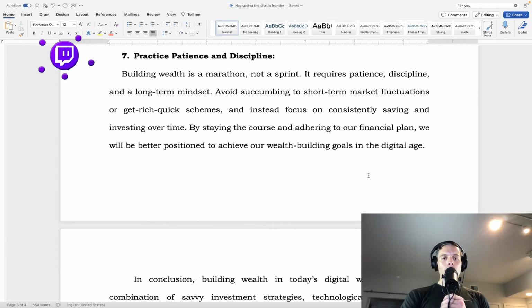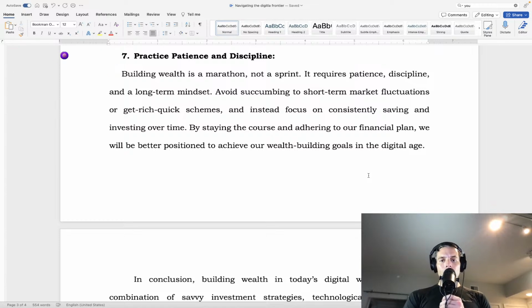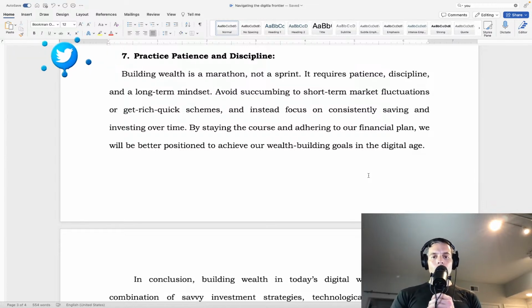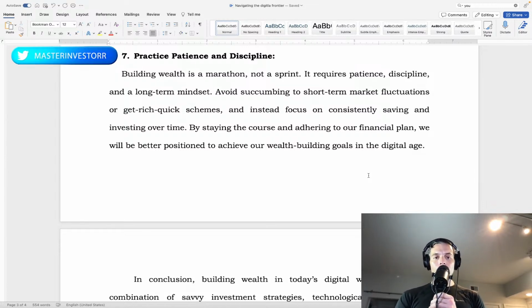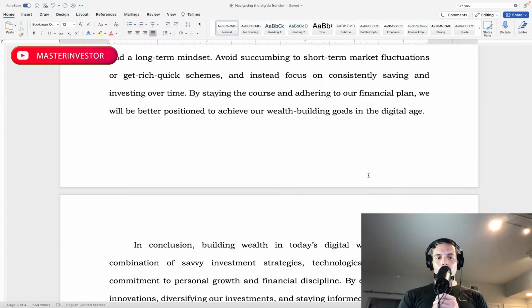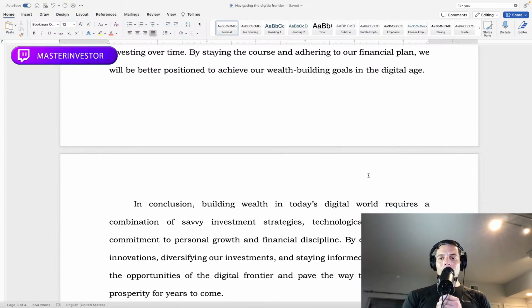Number 7, practice patience and discipline. Building wealth is a marathon and not a sprint. It requires patience, discipline, and a long-term mindset. Avoid succumbing to short-term market fluctuations or get-rich-quick schemes, and instead focus on consistently saving and investing over time. By staying the course and adhering to our financial plan, we will be better positioned to achieve our wealth building goals in the digital age.